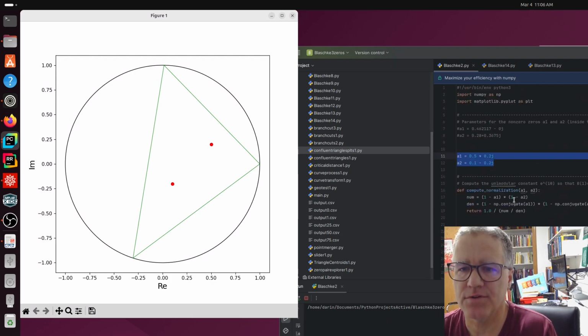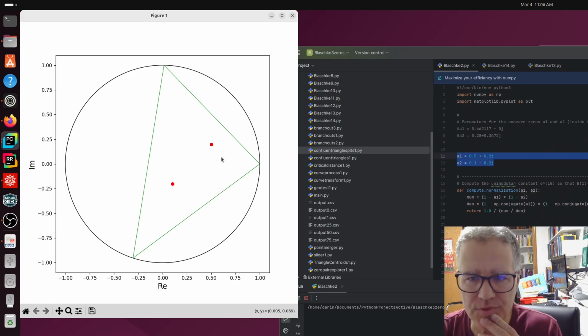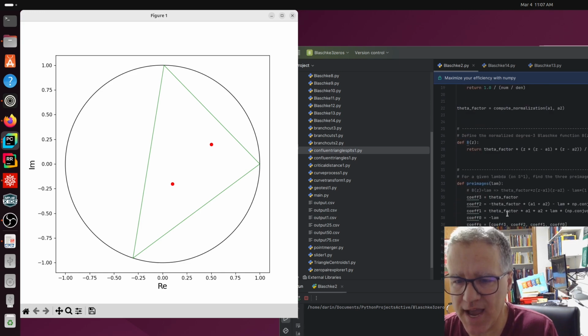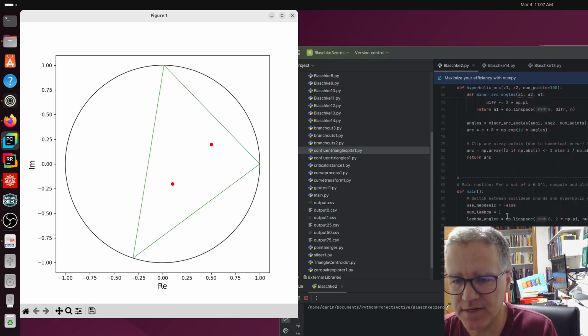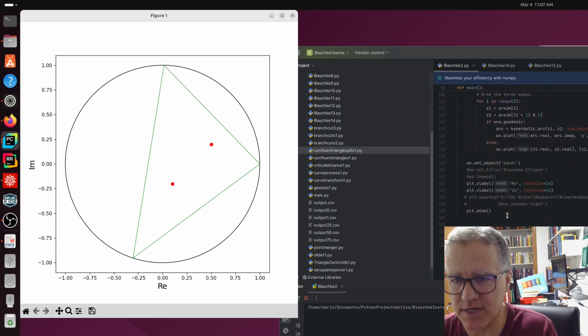Well, okay, so what we see here, the red dots are the non-zero zeros, and then this is one particular triangle. So the target point was 1. It just so happens, because this is a normalized Blaschke product, that one of the pre-images is 1, and then these are the other pre-images, and we form this Euclidean triangle. Let's go ahead and add a bunch more points. So I'm going to see if I can find that quickly in my code here.